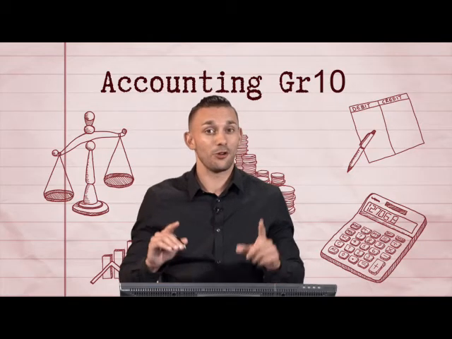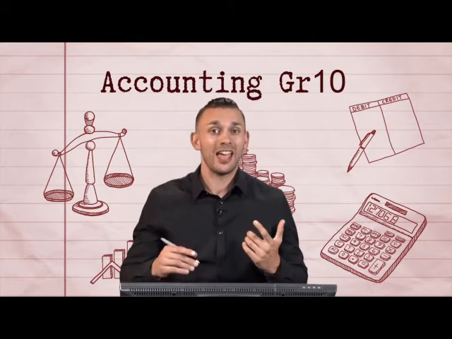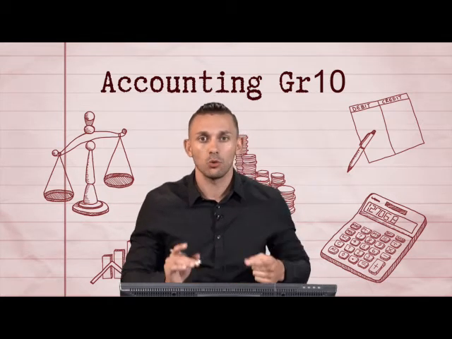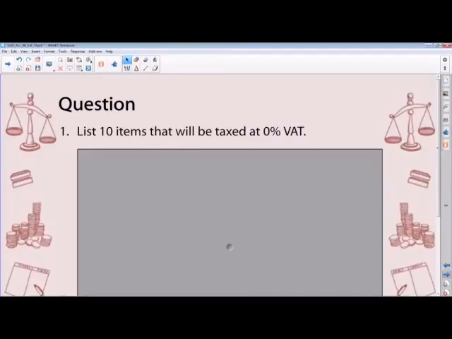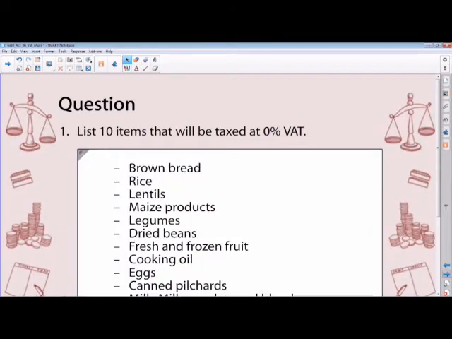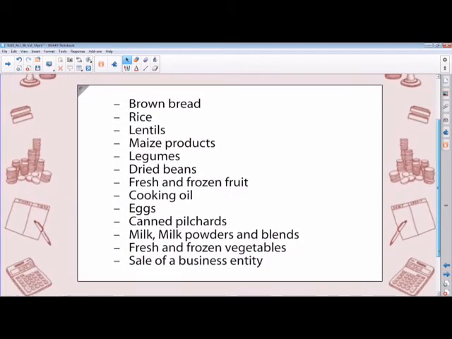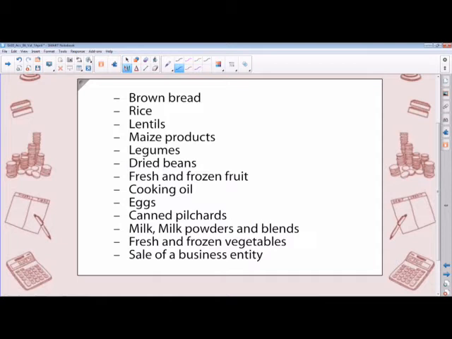Okay guys, I know you got this one right. Let's go and look at a few items that will be charged at 0% VAT. So here's your answers. Let's go and see. The very first one will be brown bread. Now, why brown bread? Because it's very nutritious. It's better than white bread. And you will see if you go into the shop that brown bread is quite cheaper than white bread. So the very first one, brown bread. But please note, you need to use the word brown. That's why I said be specific in your answer.